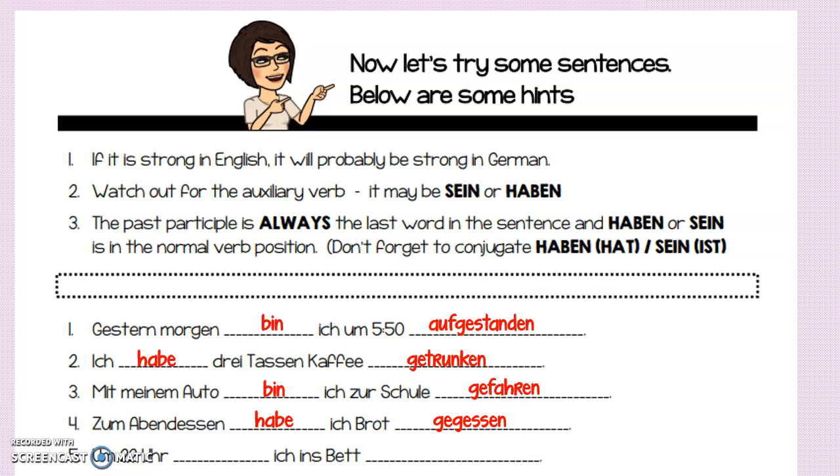Um 22 Uhr blank ich ins Bett blank. I went to bed at 10 o'clock. So the verb is gehen, and the past participle is ist gegangen. I take that ist and conjugate it for ich, and I get bin, and then I put the past participle at the end. And that is all there is to the present perfect in German.